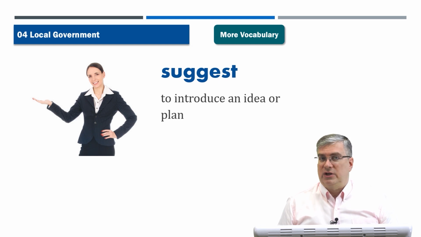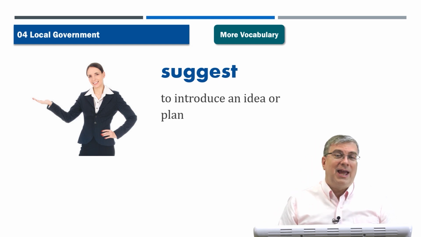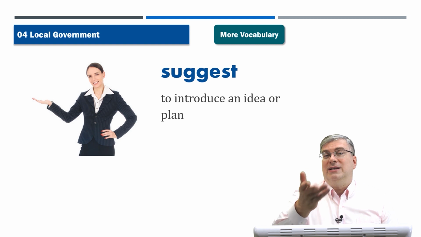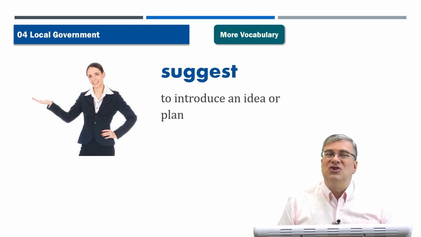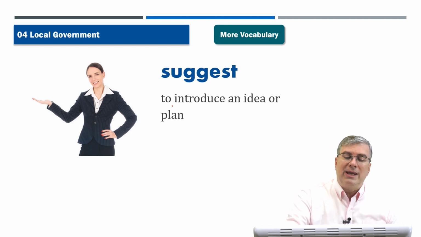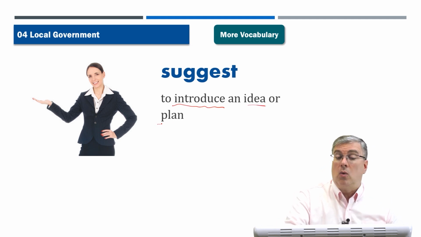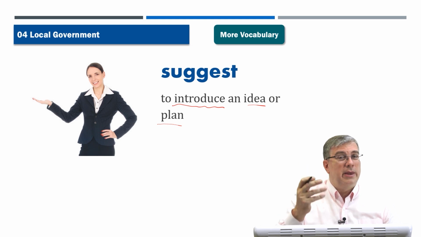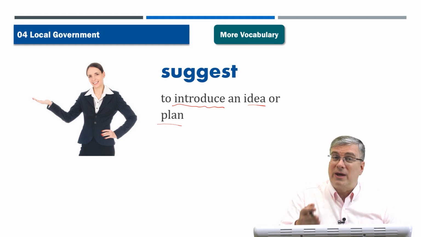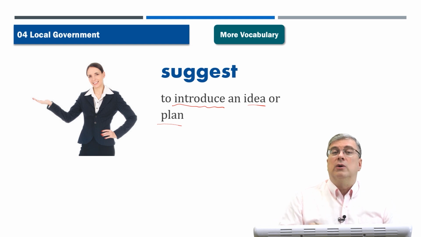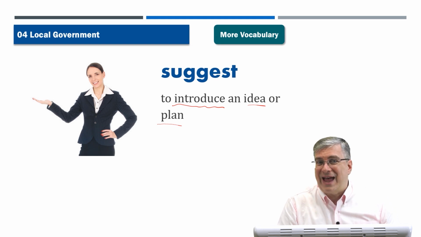Next, we have suggest. If you have an idea and you want to give that idea to another person, you say, oh, I have a good idea. I think you should do this. Then you are suggesting your idea. You are introducing your idea, or maybe you have a more formal idea. We call it a plan, and you've written it down. So you have a plan, and you want to introduce this and say, hey, this is a good thing to do. We should do this. Then you are suggesting something. You're suggesting, for example, a course of action.